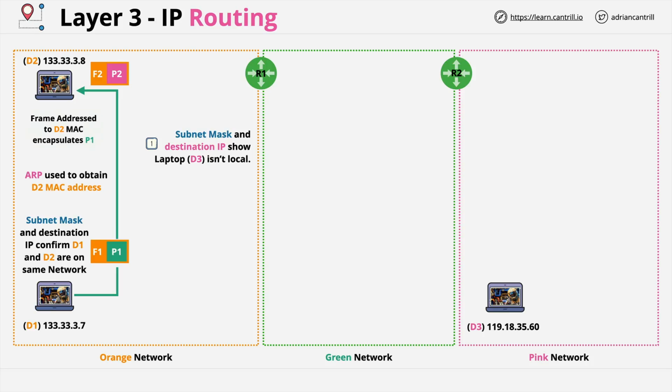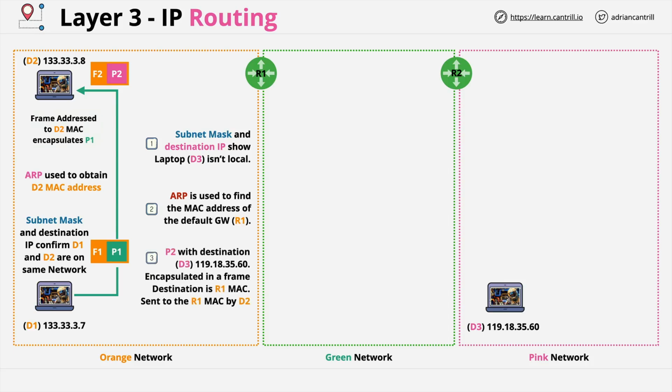So for the destination MAC address of F2, it uses the Address Resolution Protocol to get the MAC address of the local router R1. So the packet P2 is addressed to the laptop D3 in the pink network, so the packet's destination IP address is D3. The frame F2 is now addressed to the router R1 MAC address, so this frame is sent to router R1. Router R1 sees that the frame is addressed to itself, and so it will strip away the frame F2, leaving just the packet P2.